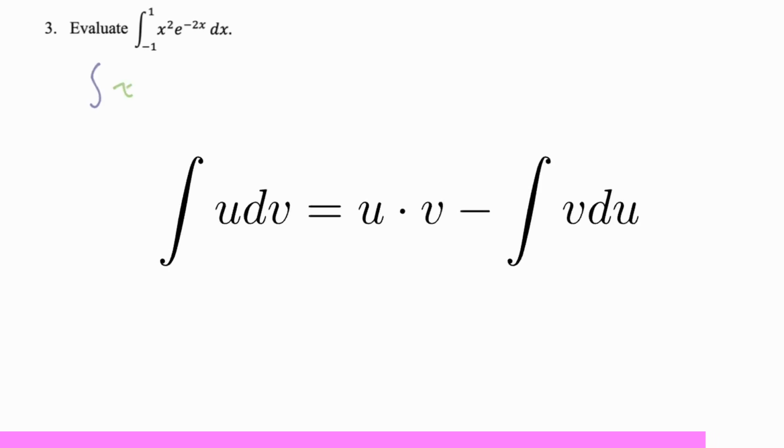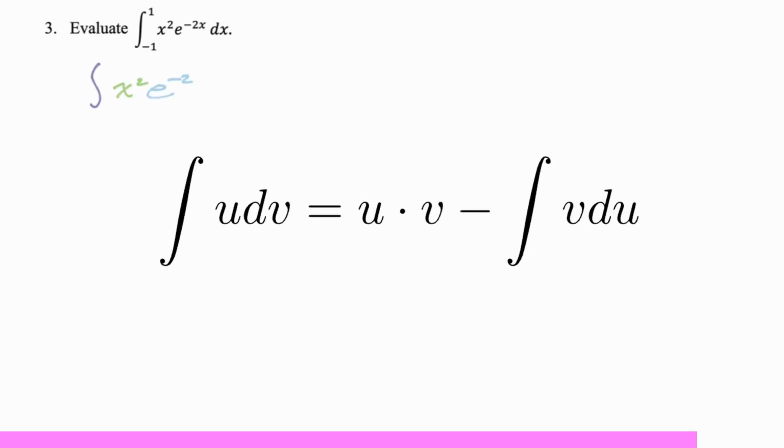Evaluate the integral from -1 to 1. So I see those bounds and I think, oh, it's probably an even function or an odd function that's going to help us out. Not the case. This function is neither even nor odd, so we just have to do it. x squared e to the -2x dx. So I'm doing integration by parts.